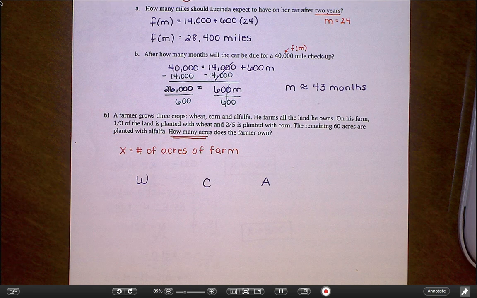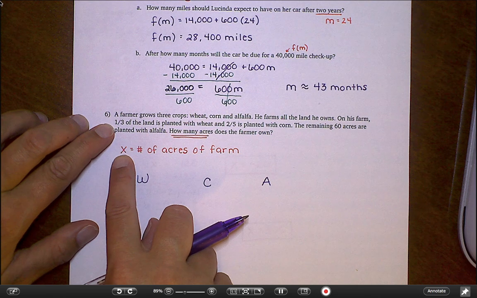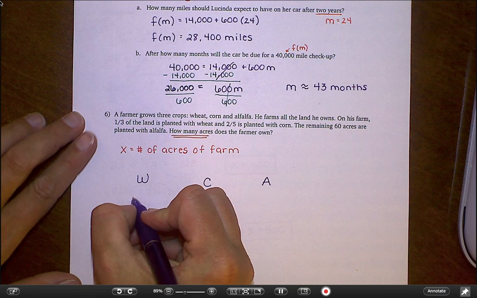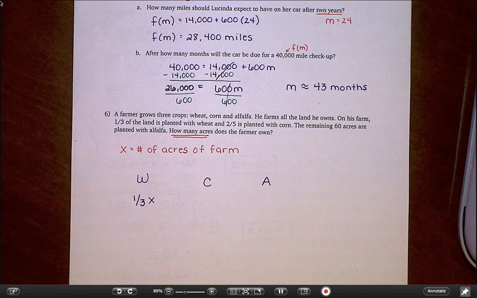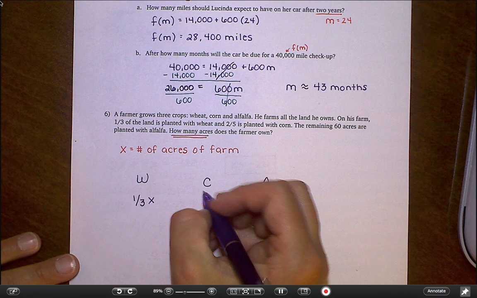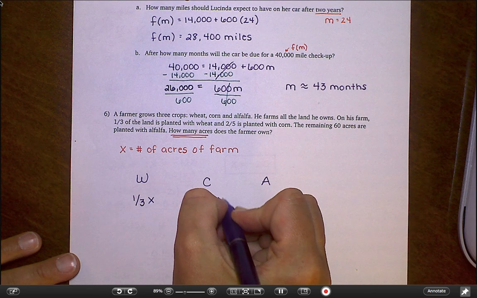So we have to think about how we're going to represent that. 1/3 of the land, and X is our total land, right? So 1/3 of this is wheat. And so I'm going to represent that as 1/3 X. Okay. Now for corn, corn is 2/5. So this will be 2/5 X.